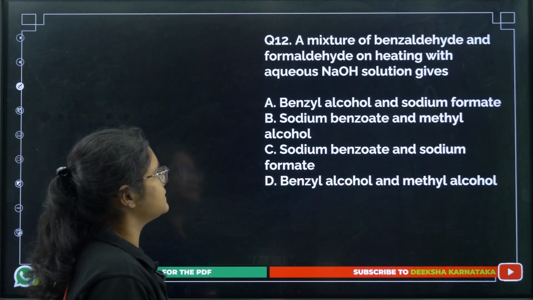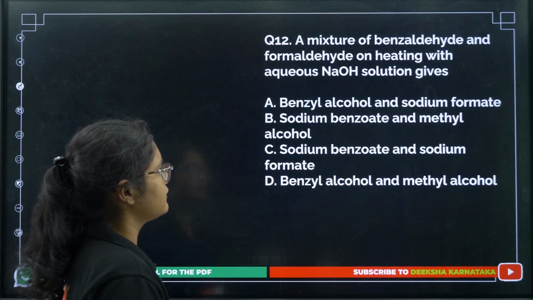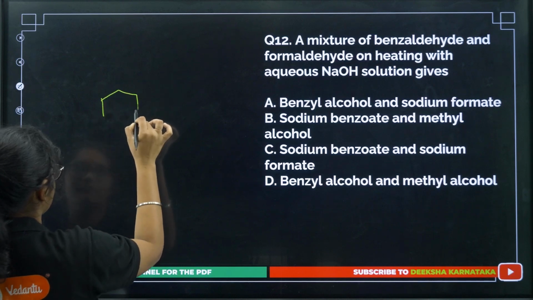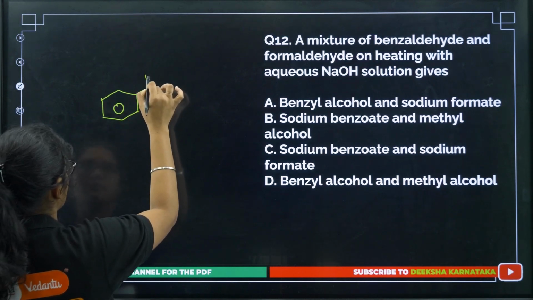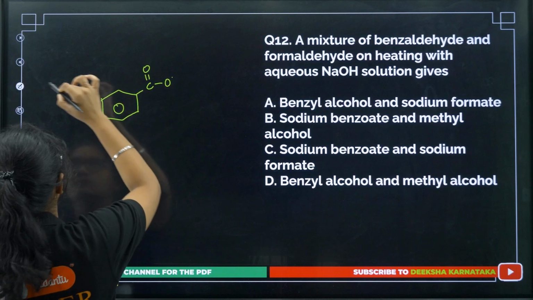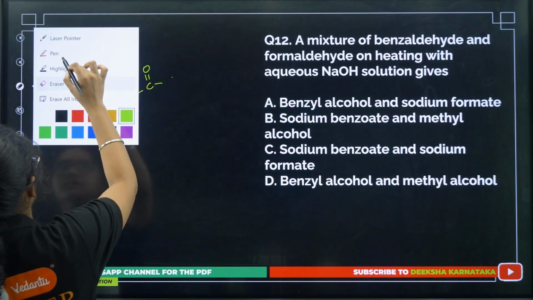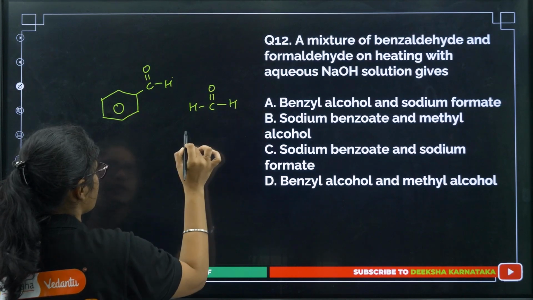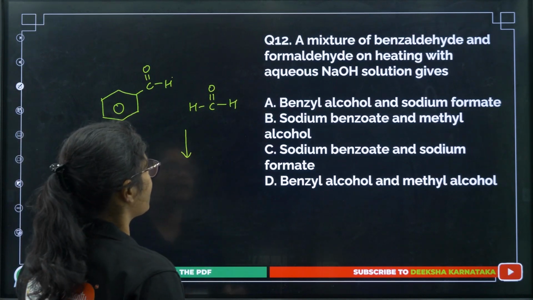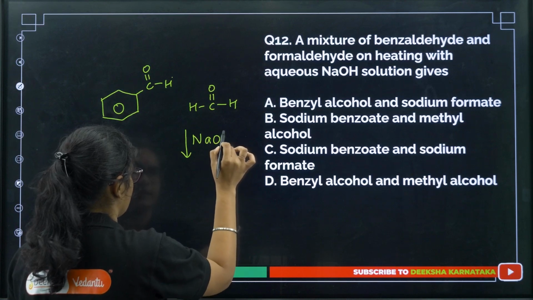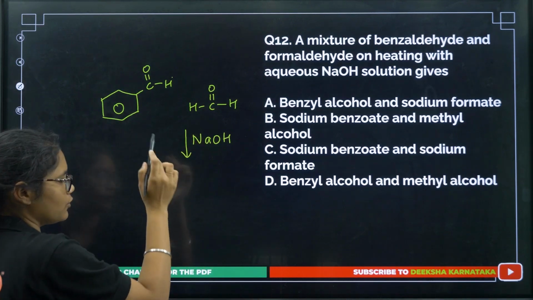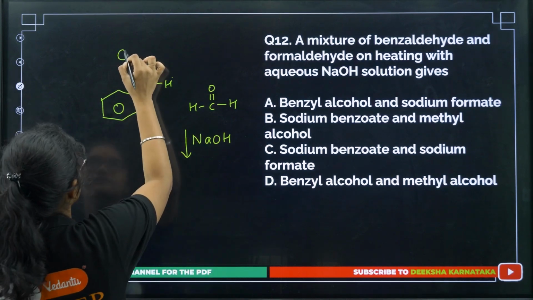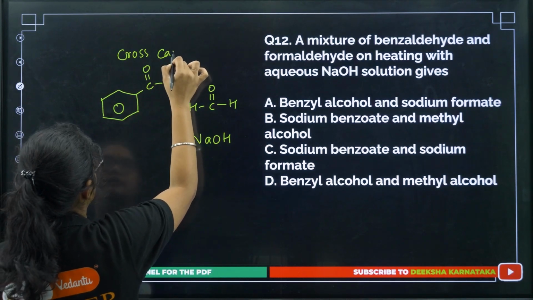Next, a mixture of benzaldehyde and formaldehyde on heating with aqueous NaOH gives. So benzaldehyde is there, you have benzaldehyde, and you have formaldehyde. What is the product formed here in the presence of aqueous NaOH solution? Now if you see, just as we have cross aldol condensation, similarly here we have a cross Cannizzaro reaction.